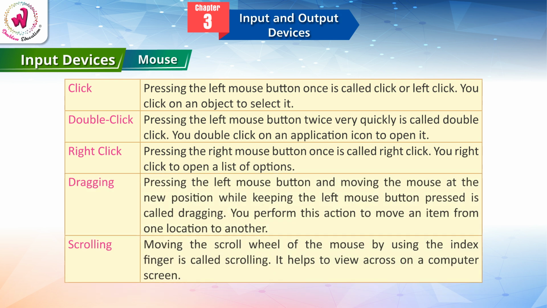Dragging. Pressing the left mouse button and moving the mouse to the new position while keeping the left mouse button pressed is called dragging. You perform this action to move an item from one location to another. Scrolling. Moving the scroll wheel of the mouse by using the index finger is called scrolling. It helps to view across a computer screen.